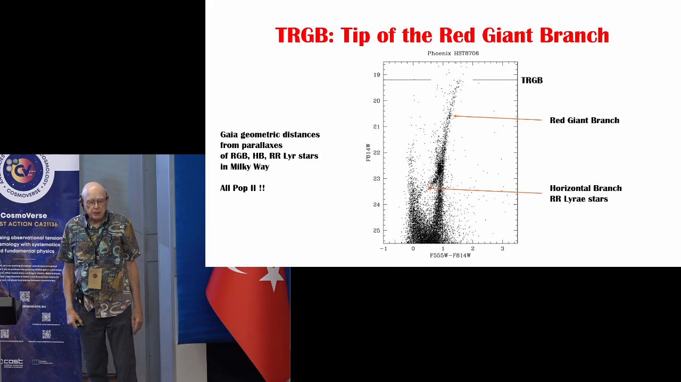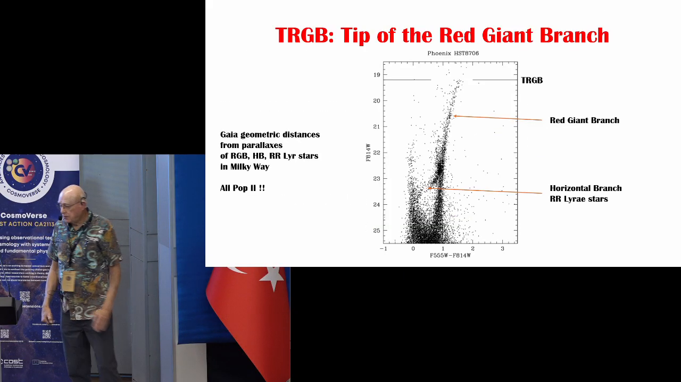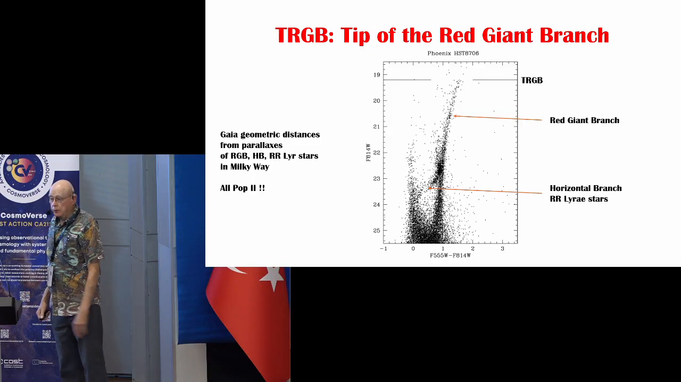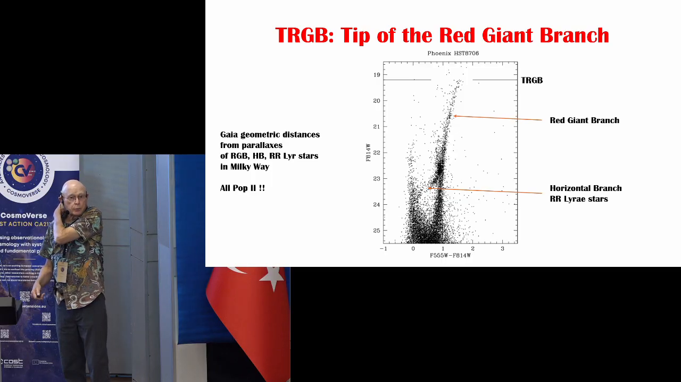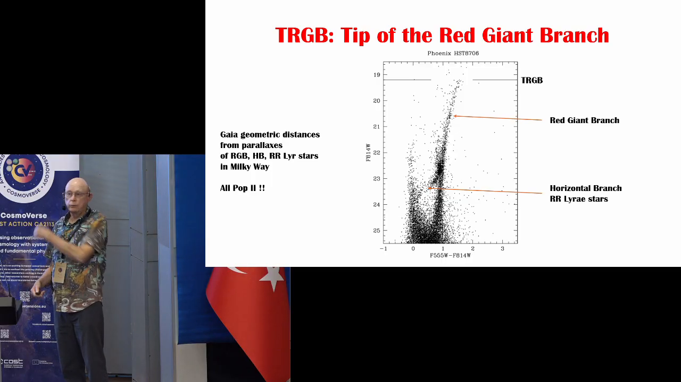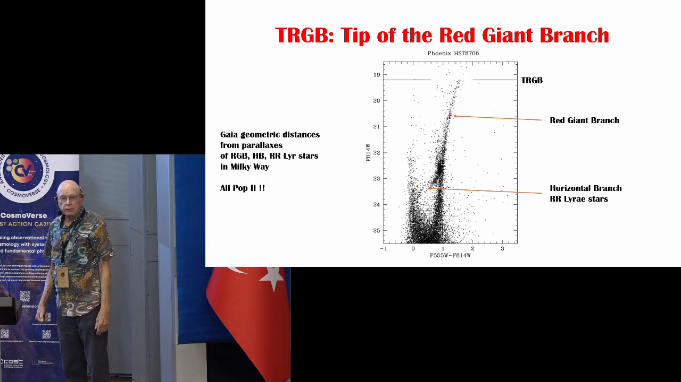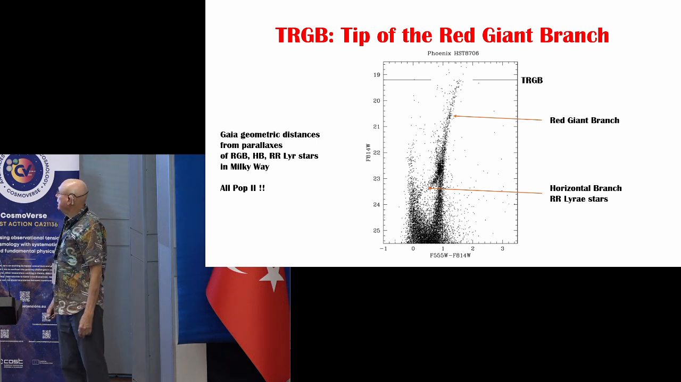So, the tip of the red giant branch. This is a well-known phenomenon. It's been well studied. It's very well understood: the evolution of stars up the red giant branch, and the tip of the red giant branch is what we're going to be trying to measure.